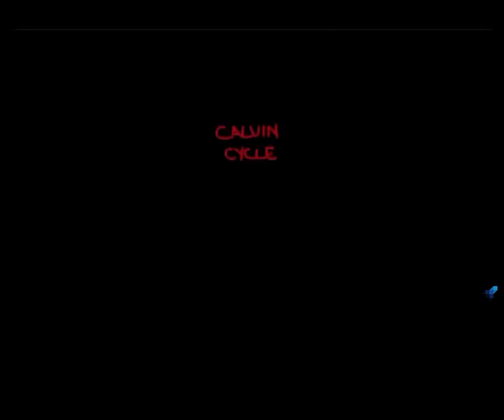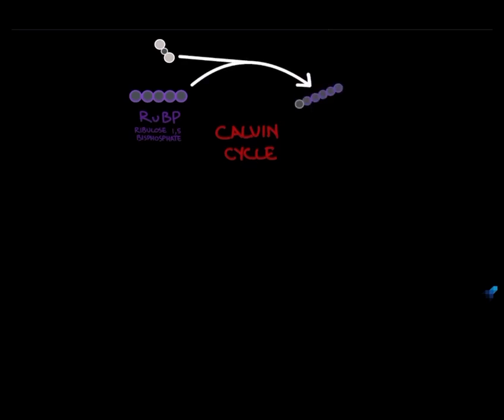So let's walk through the steps of this cycle. First things first, CO2 is going to combine with a 5-carbon molecule called ribulose 1,5-bisphosphate, or just RuBP for short. And that's going to make a 6-carbon molecule. This 6-carbon molecule will break down into 2 3-carbon molecules called phosphoglycerate, or just PGA for short. This process is done by an enzyme called rubisco. And fun fact, rubisco is the most abundant protein here on Earth.